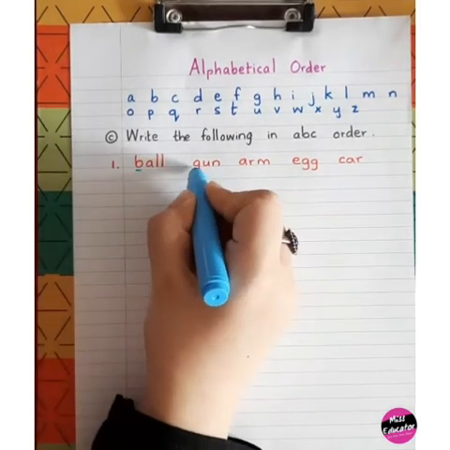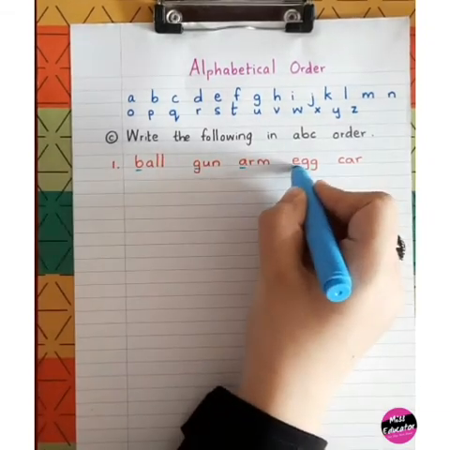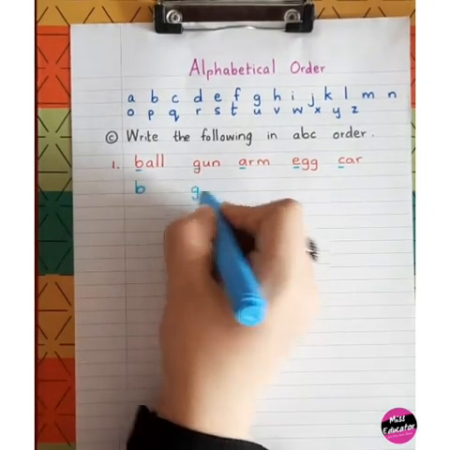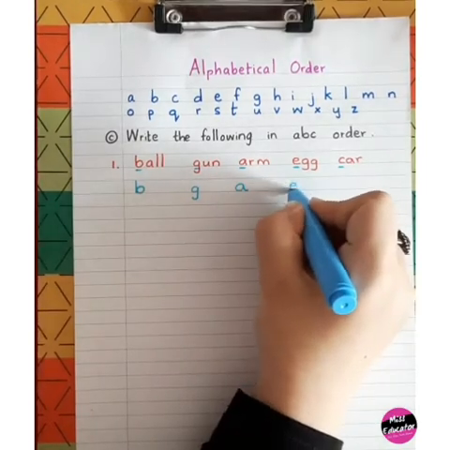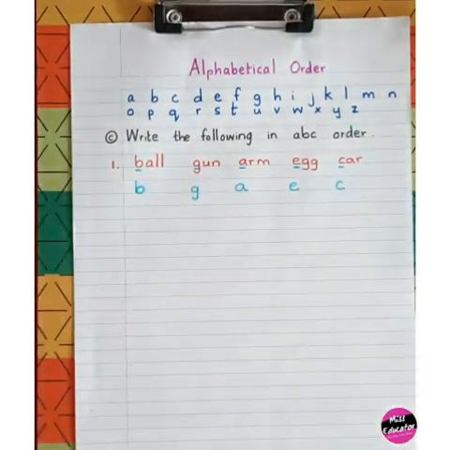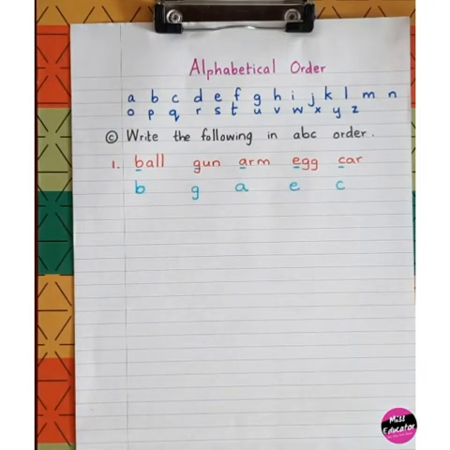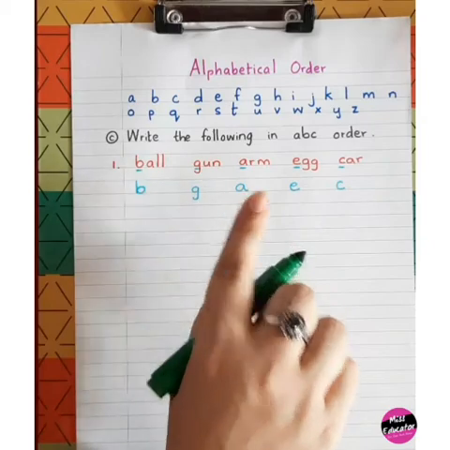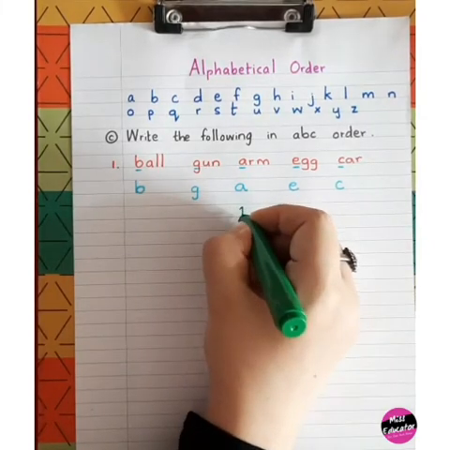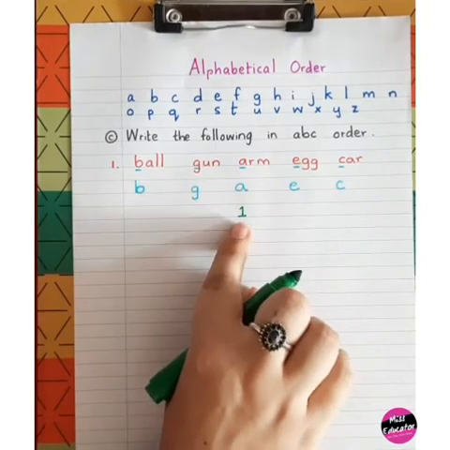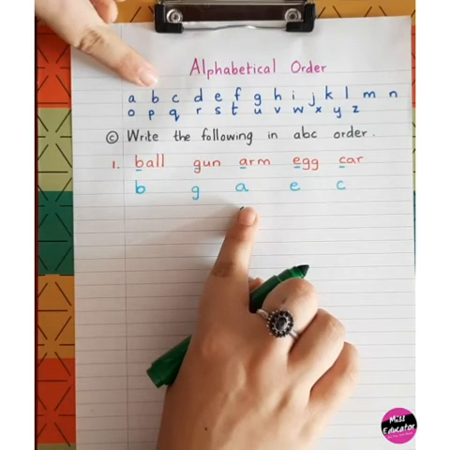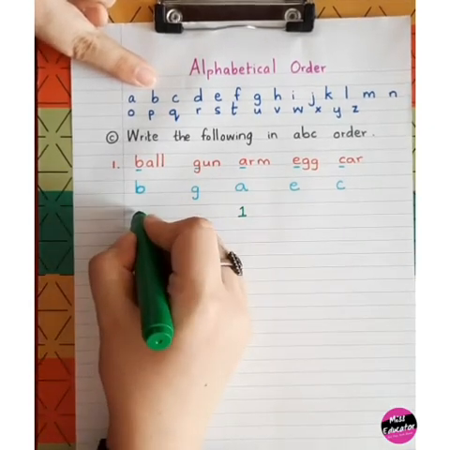First, we look at the first letter of each word. I'm going to write it down so that it's clear. We have B, G, A, E and C. Now from these letters, we need to see which letter comes first. Which letter do you think comes first? A. So we will write number 1 over there so that we remember. A. What comes after A? B. So we have B, so that becomes the next letter.